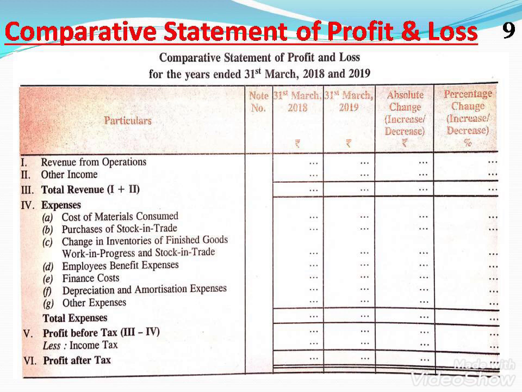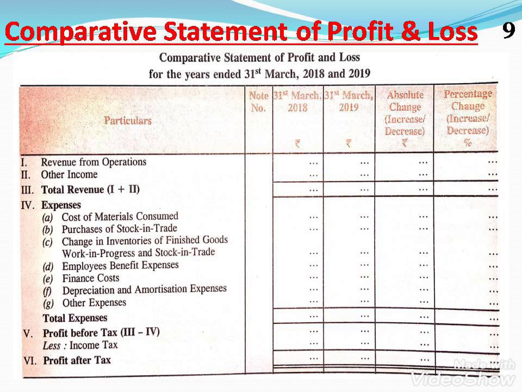Format of comparative statement of profit and loss. As earlier we had discussed the format of statement of profit and loss, similarly, this format will also be prepared in the same manner. There will be a total of 6 columns: particulars, note number, previous year values, current year values, absolute change, and percentage change. The similar columns will be there like we had prepared in case of balance sheet.